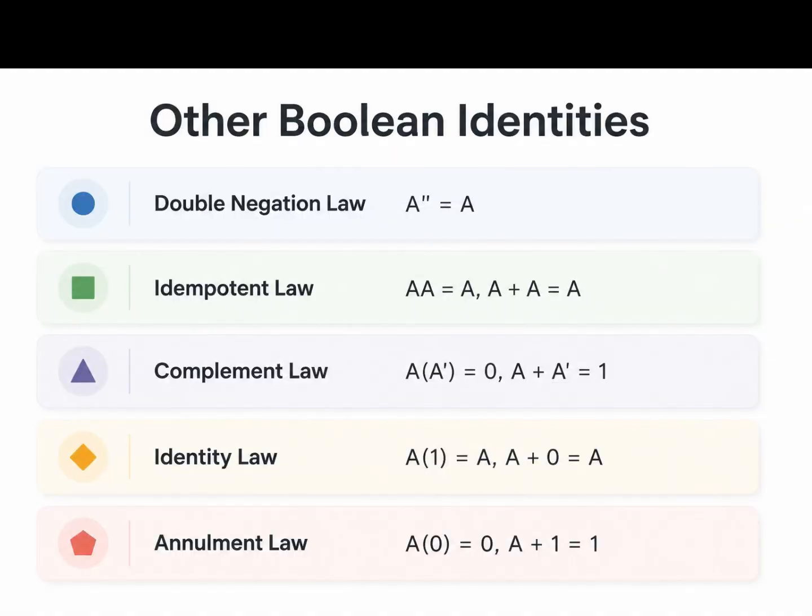Here is a cheat sheet of other essential identities. Some are highly intuitive, like double negation. If you invert a signal twice, you're back where you started. The idempotent law tells us that ANDing or ORing a variable with itself just yields the variable, and the annulment law shows that ORing anything with a 1 guarantees a 1 output, effectively overriding the variable.